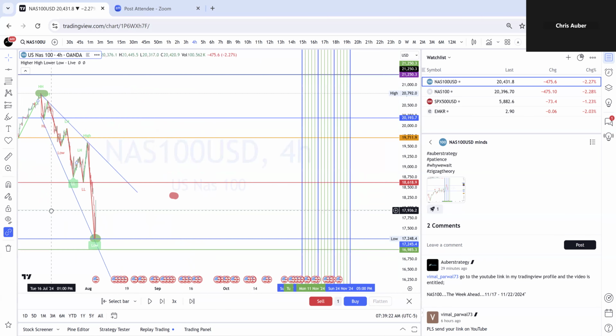Now look at what price did. Remember, this was my entry. This would have been the best entry, but let's say I was impatient like I was this week and I got in here. Look at what price does. That's why I said all you have to do is wait. The price will come back.